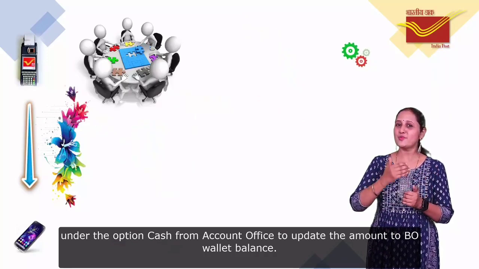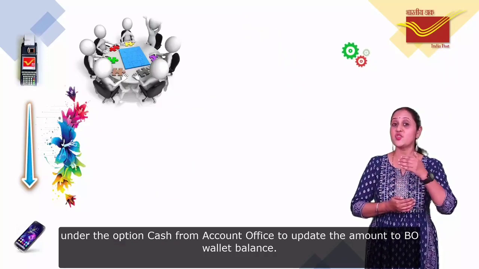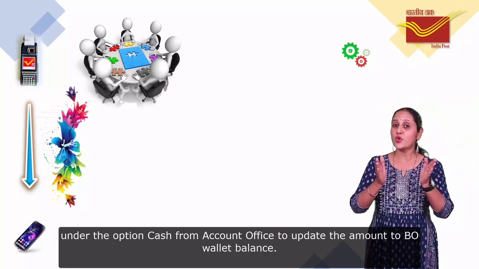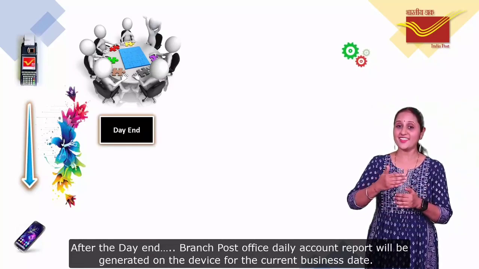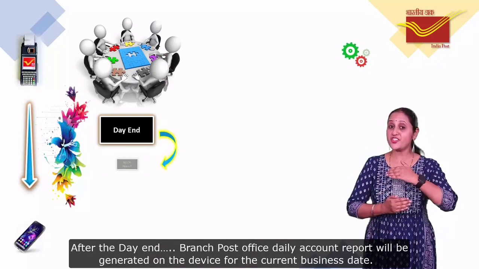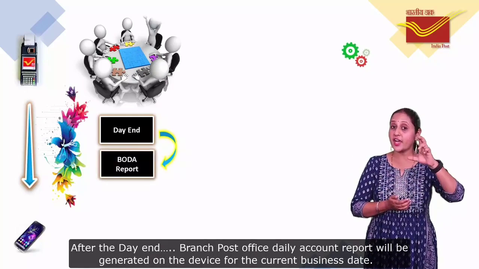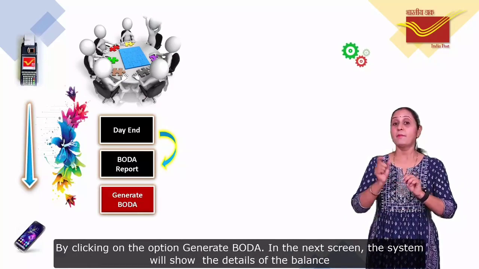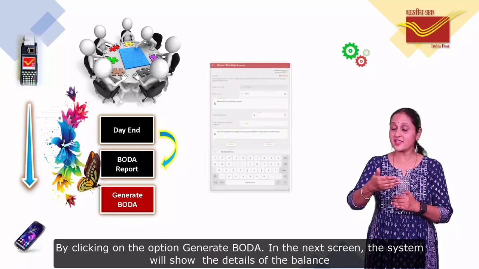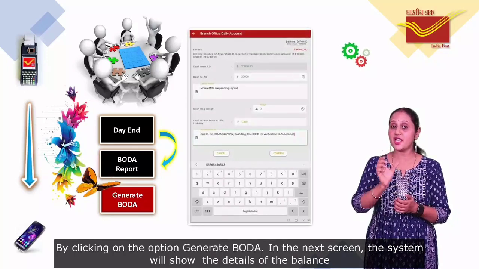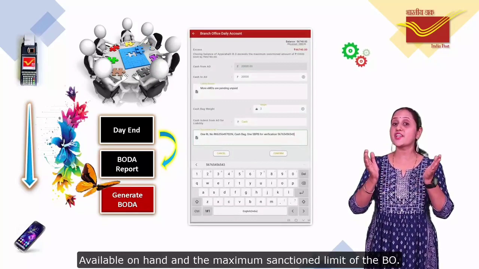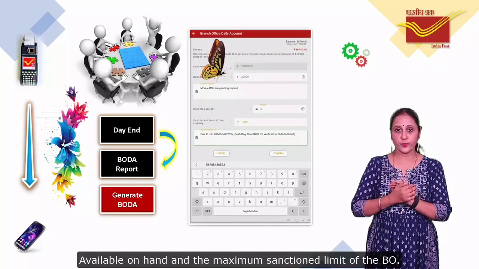Friends, now let us move on to the next option to generate the branch office daily account, which is nothing but BODA. After the day end, the branch post office daily account report will be generated on the device for the current business day. By clicking on the option Generate BODA, in the next screen, the system will show the details of the balance available on hand and the maximum sanctioned limit of the BO.